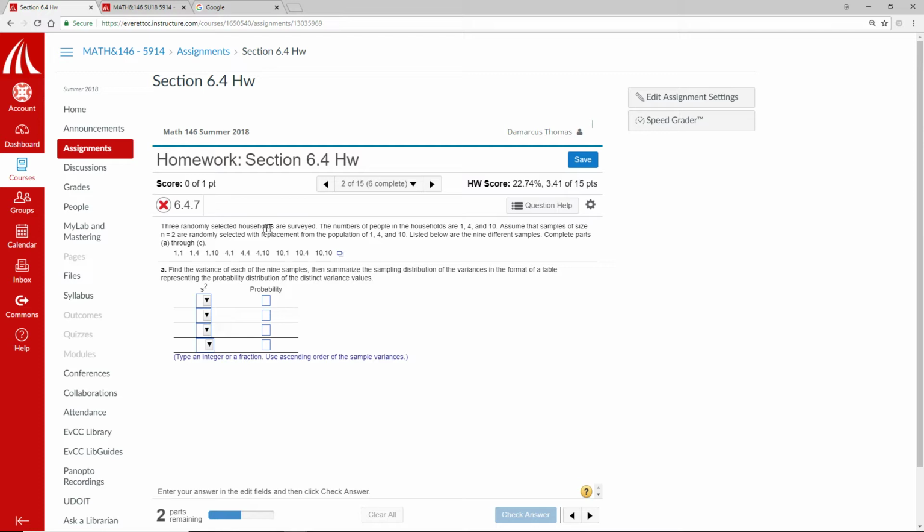Three randomly selected households are surveyed. The number of people in the households are 1, 4, 10. Assume the sample size n is 2, randomly selected. Find the variance of each of the 9 samples. Then summarize the sampling distribution of the variances in a format of a table representing the probability distribution of the distinct variance values. So first we need to take the variance of each pair.